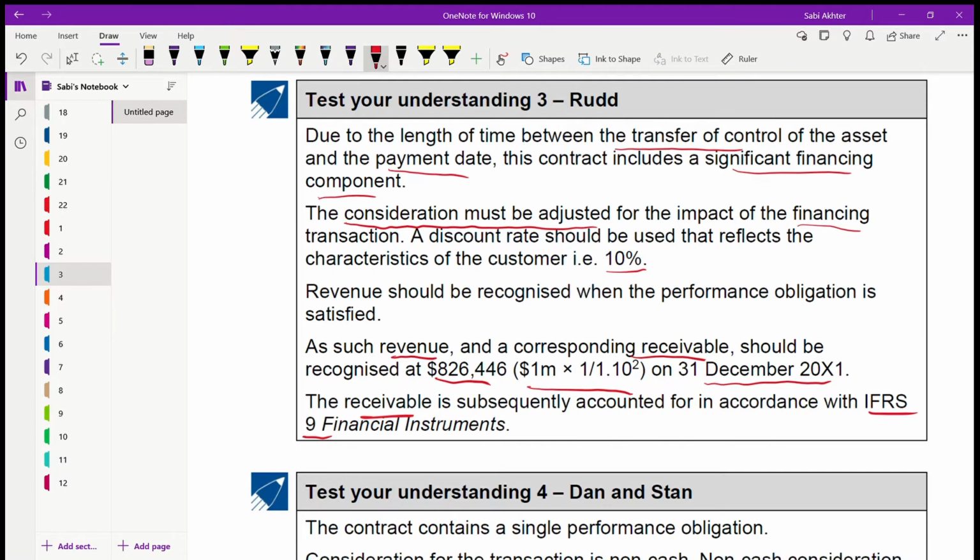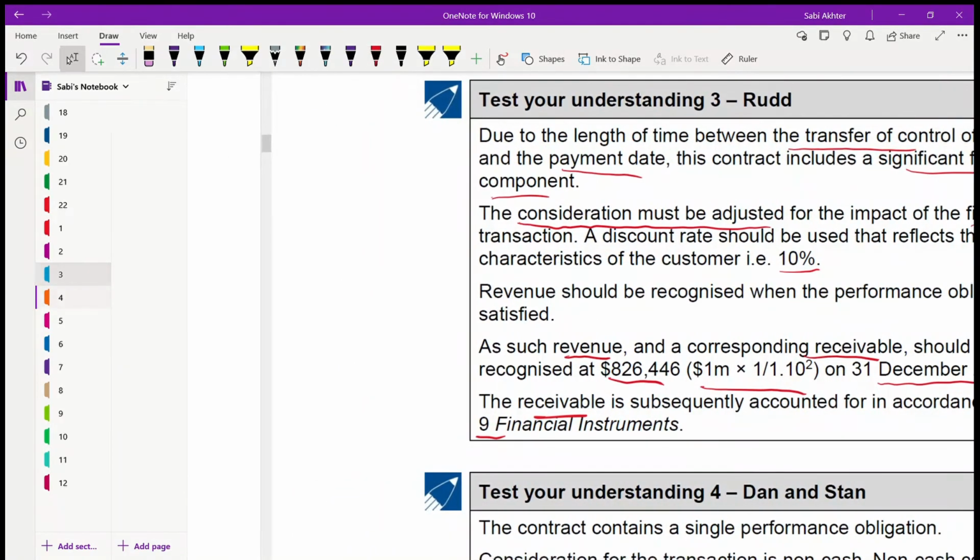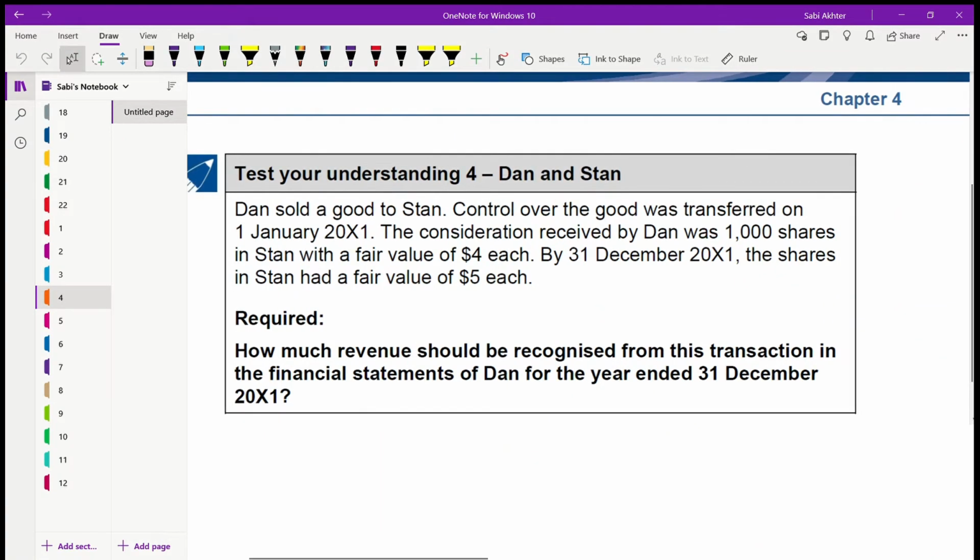Okay. Now let us go to test understanding 4. Dan sold a good to Stein. Control over the good was transferred on 1st of Jan. It's very important that you should know on which day the control passed to the customer. So the control passed on 1st of Jan 2001. The consideration received by Dan was 1000 shares. You see, consideration need not be cash all the time.